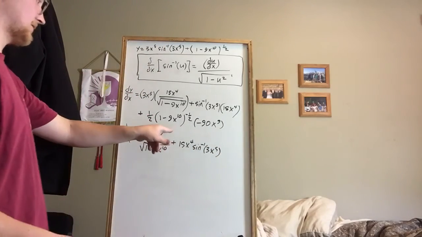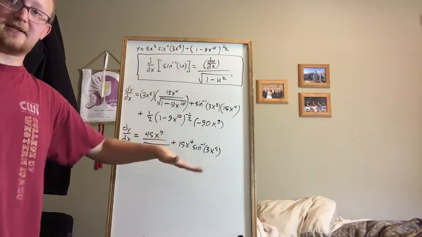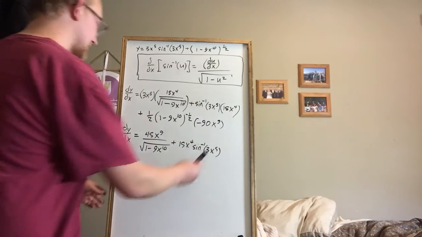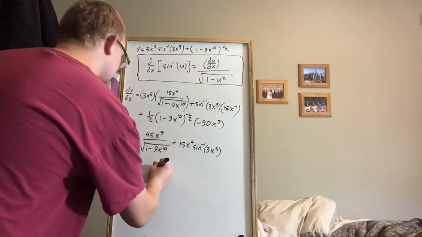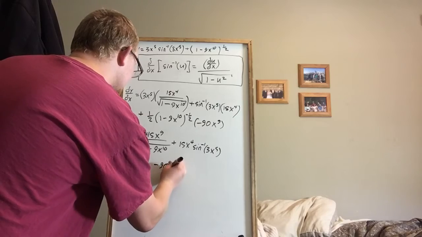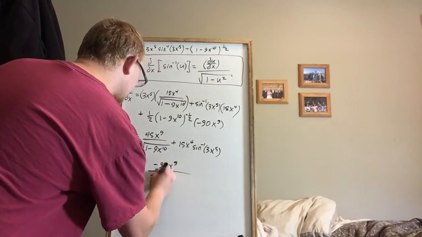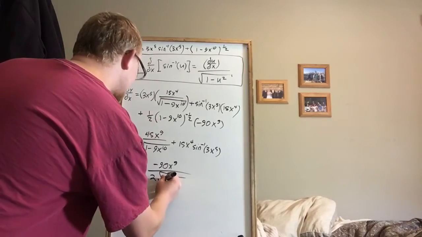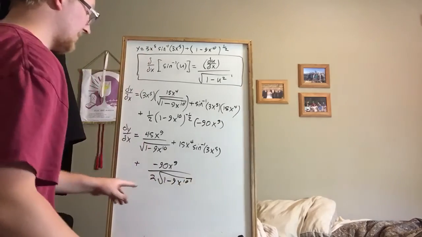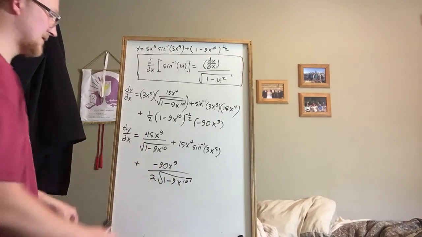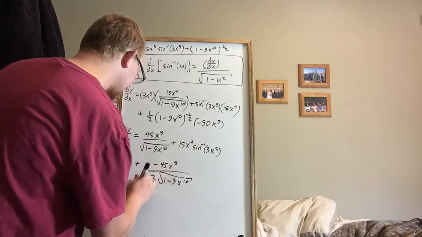Alright, and then we have one more term to simplify. Well, the minus 1/2 is like dividing by a square root. So let's go ahead and write this down here: we'll have this in the numerator, that's minus 90x to the 9, divided by 2 times the square root of 1 minus 9x to the 10. And we'll simplify this further. 90 divided by 2 is 45. So we end up with minus 45x to the 9.